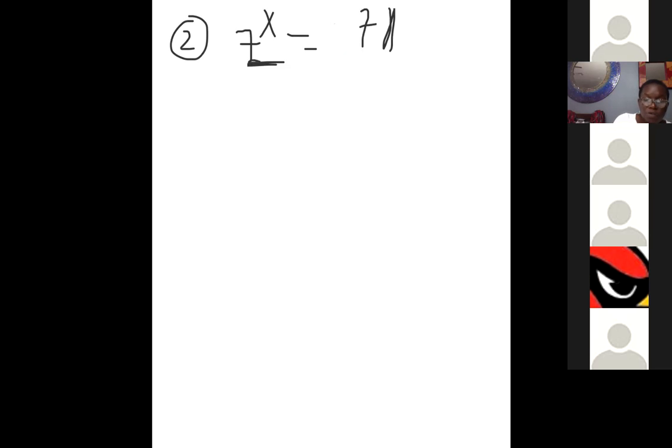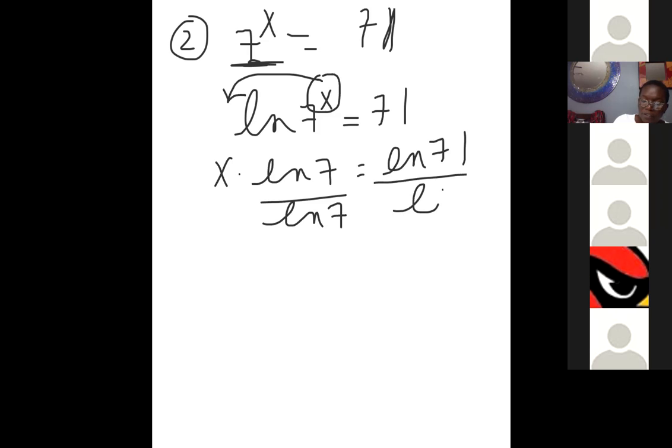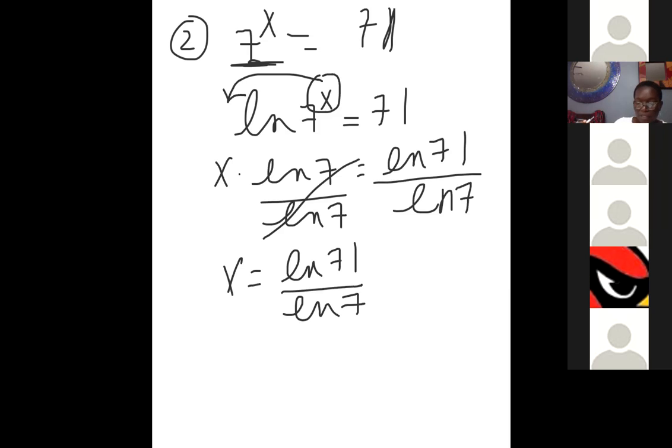71. All right, guys. This is the exponential term. It's already isolated. So I'm going to take the natural log of both sides. The exponent becomes a coefficient. So we have x times natural log 7 is equal to natural log 71. Now we divide both sides by natural log 7. So if you were writing the answer in terms of the natural log, it would be natural log 71 over natural log 7, and you're done.